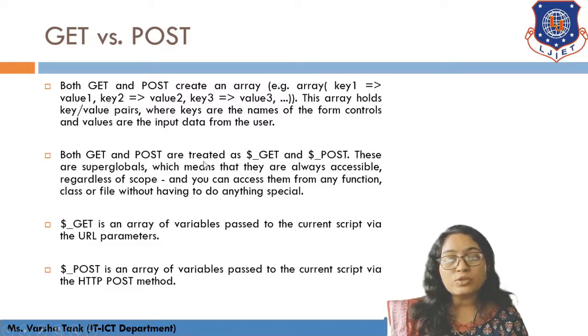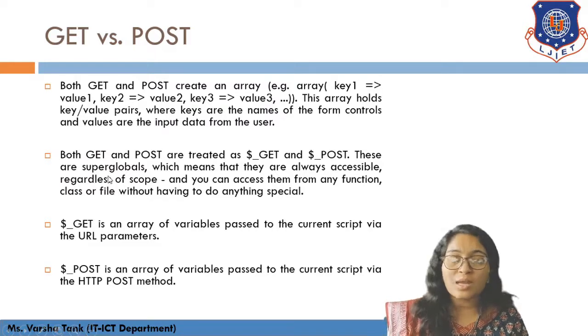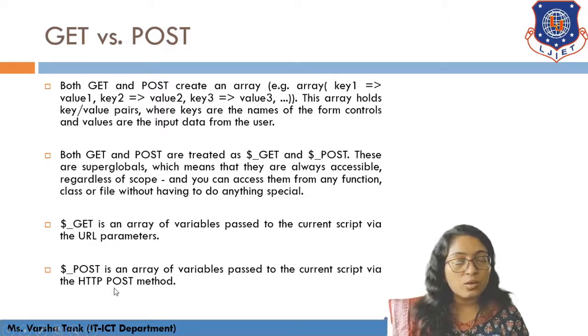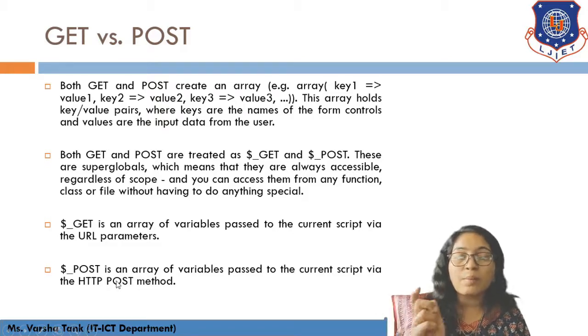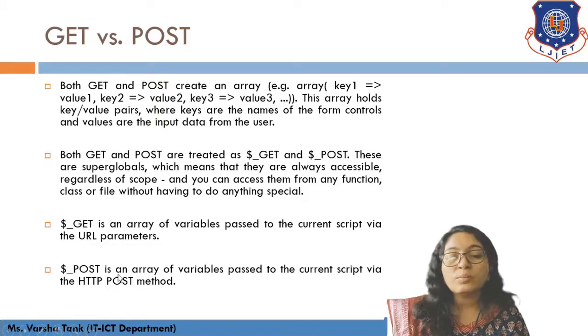Both get and post are treated as $_GET and $_POST. These are global variables, or we can say super globals, which means that they are always accessible regardless of the scope. Anywhere you can access them, from any function, class, or without having to do anything special. $_GET is an array of variables passed to the current script via the URL parameters, and $_POST is an array of variables passed to the current script via the HTTP post method. Whenever you use the get method, the data will be passed in the URL, and whenever you use the post method, the data will be passed through the post method only.